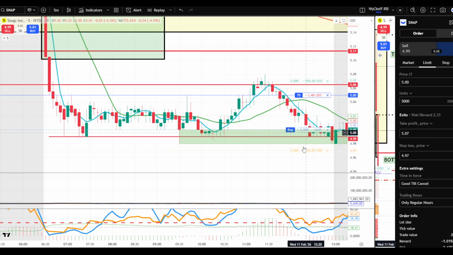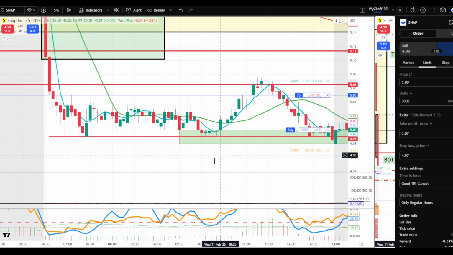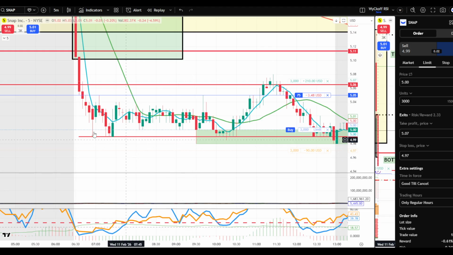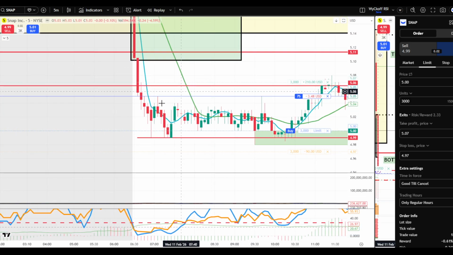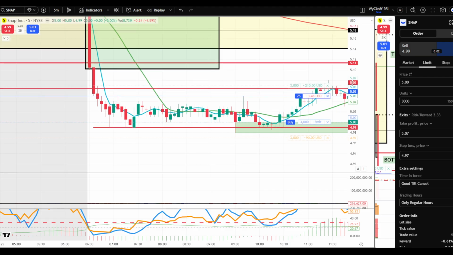Let me play that. If it's 150, then maybe you can't put that much on it. Maybe you can only put 3,000 shares. That keeps you below a $100 max loss. You still would have made $200. You understand? So it's just being smarter, being wiser, and putting these pieces together.